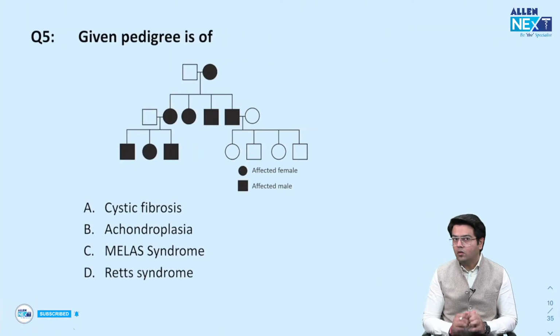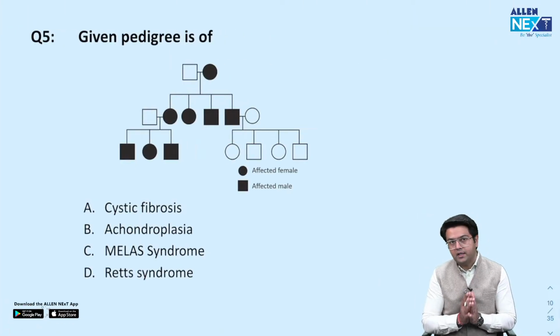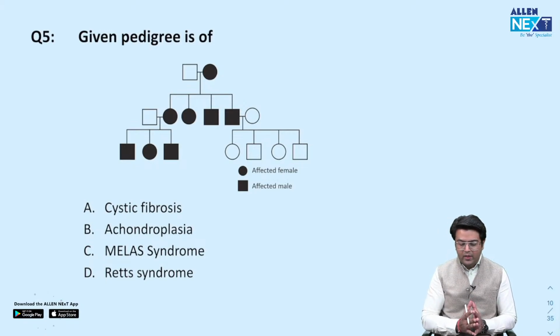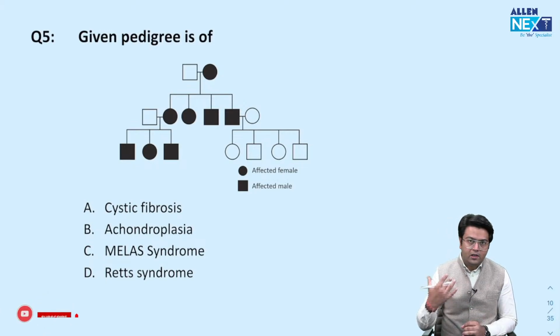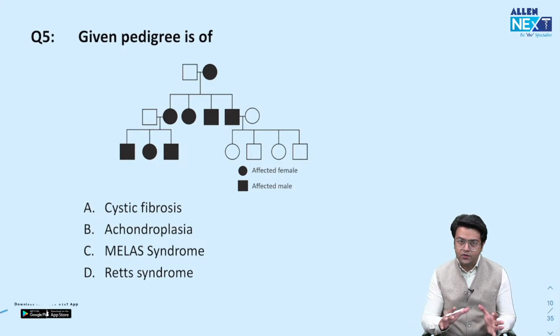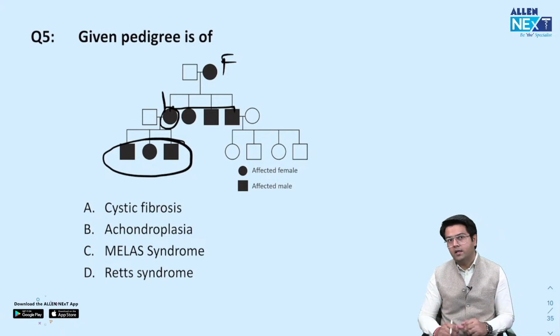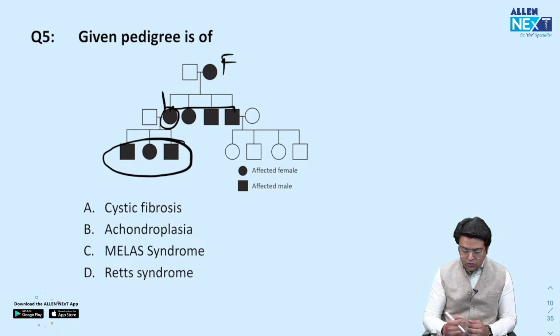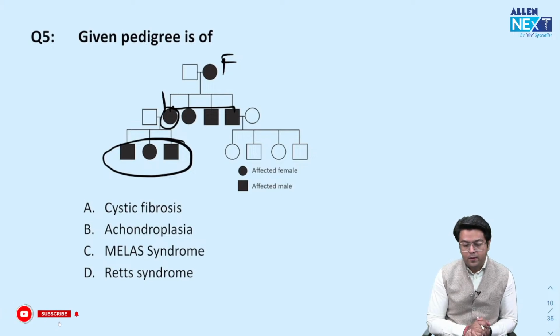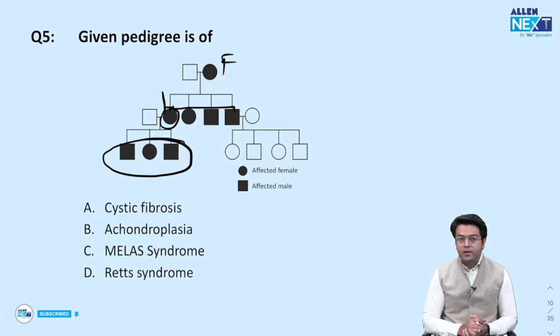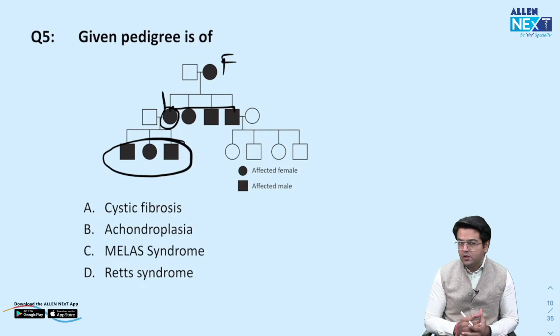Then moving to question number 5, which is very easy, right? You might have done it correctly, because all the mothers, all the females are transferring the genes to all the children. So the disease is transferred to all the kids, right? As you can see, this female or mother has given the disease to all the 4 kids. Similarly, this female has given the disease to all the 3 kids, right? Okay, so that's a mitochondrial disorder, right? Mitochondrial disorder.